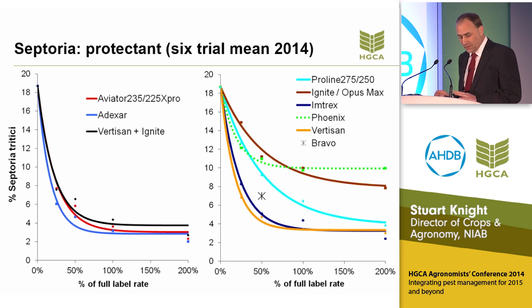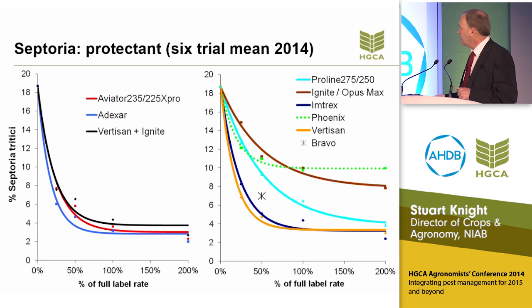Okay, so let's move on to look at, if you like, the over trial analysis from 2014. So we've got 6 trials in 2014 where we were able to generate some data on protectant activity against Septoria. So in this over trial analysis, there's a slight change in what I'm showing here. We've now got Proline in because that was in the 6 trials, and Seguris is not in this one because it wasn't in most of the trials. So let's have a look as we go through.